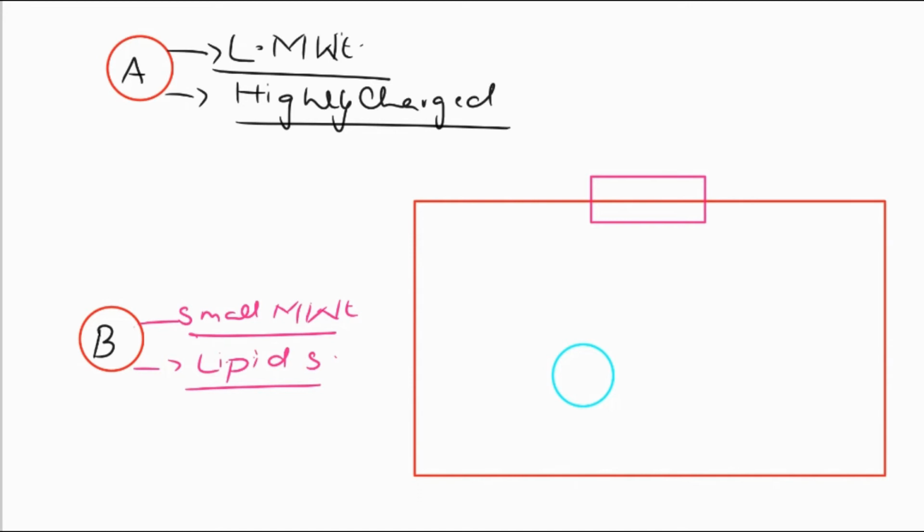Now, there are many examples of large molecular weight molecules. We will discuss examples of large molecular weight ligands, large molecular weight hormones, and large molecular weight drugs.